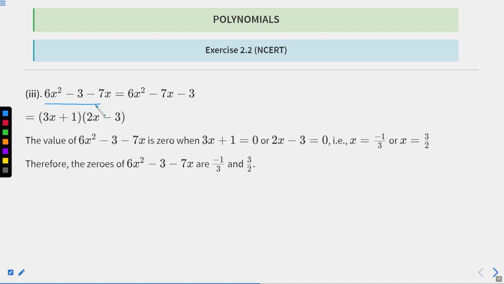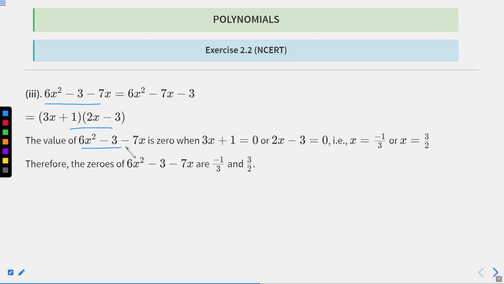Now if we use splitting the middle term, we get this equal to 3x plus 1 times 2x minus 3. The value of 6x squared minus 3 minus 7x is 0 when 3x plus 1 is equal to 0, or 2x minus 3 is equal to 0.